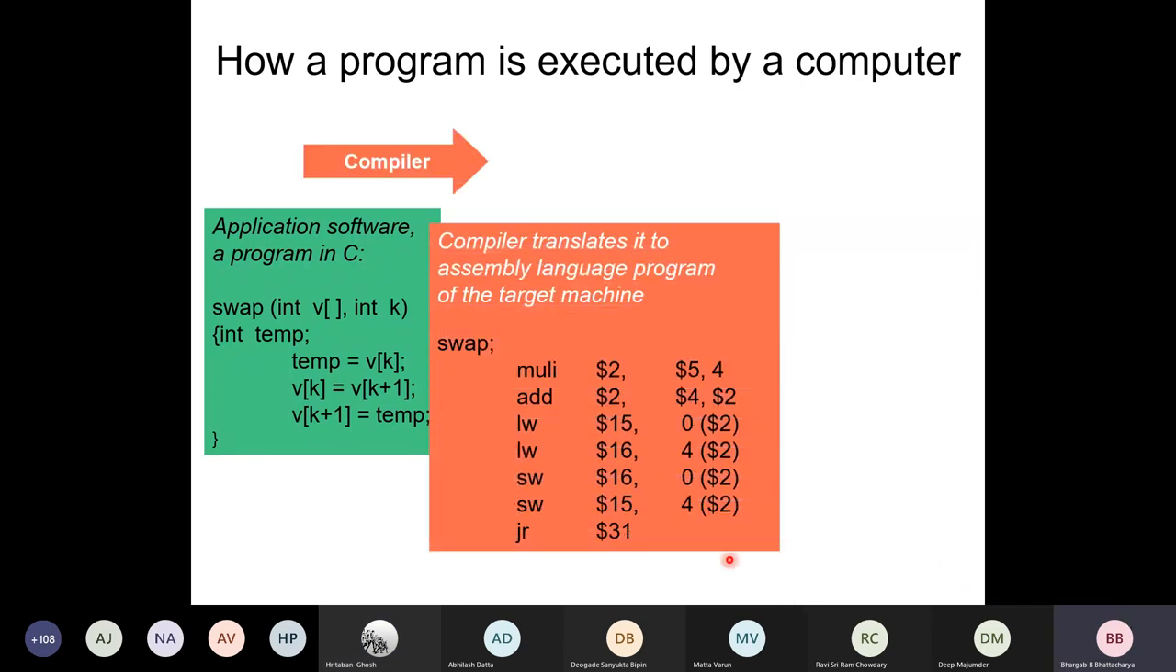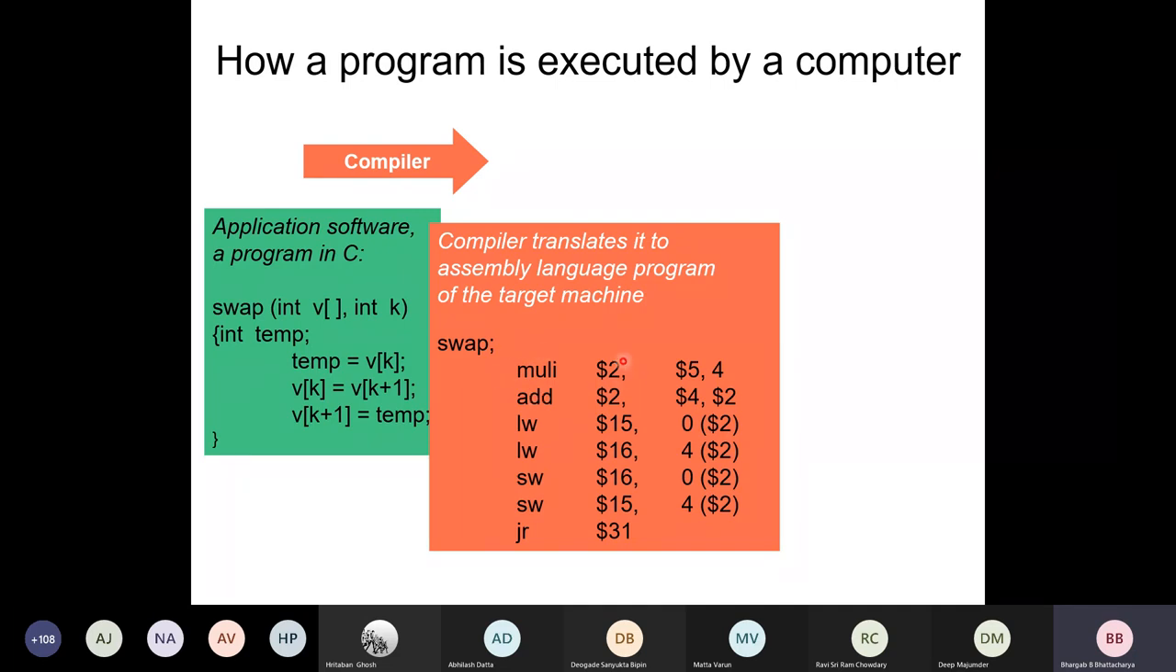So the compiler would translate into something like this. When you write programs in MIPS, you would encounter this kind of instruction. For example, this is multiply immediate, this is an addition instruction, this is load word, store word, jump return, and so on. And when I say $2, it means there is a register in hardware identified as 2.